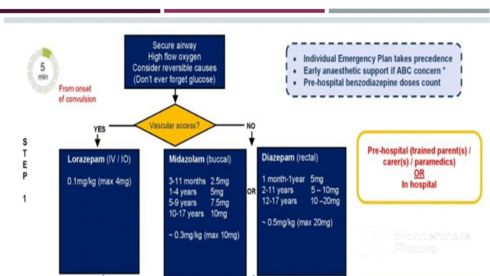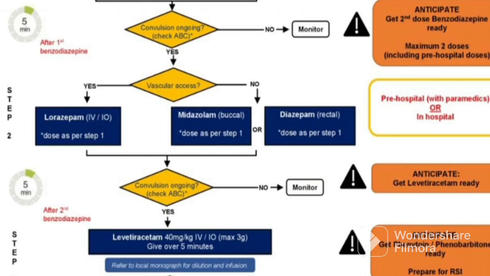In the case that you are unable to establish IV access, however, you can either go for buccal midazolam or rectal diazepam. Doses can be seen on your screen. After that, observe for 5 minutes, but keep the second shot of benzos at the ready. Make sure that the child's airway is patent, his breathing and circulation are all stable. If the seizure doesn't stop after 5 minutes, you move to Step 2.